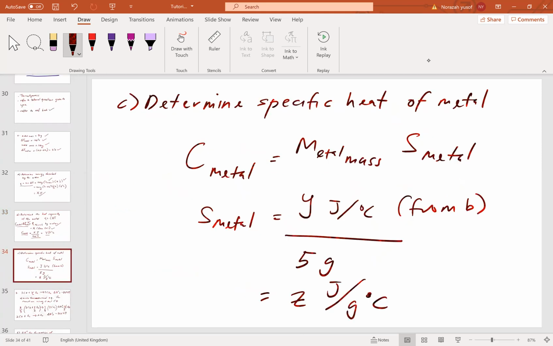And let's look at C. C determines the specific heat of the metal. So this is the relation between heat capacity and the specific heat capacity of the metal. We can use the value of C, which we obtained from question B, and divide with the mass of the metal. And finally, we will get the specific heat capacity of the metal.